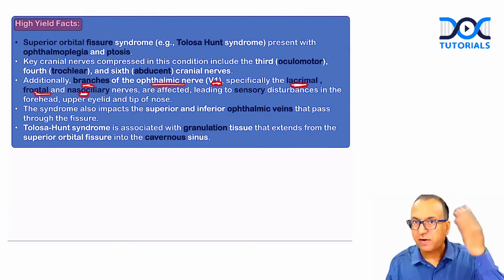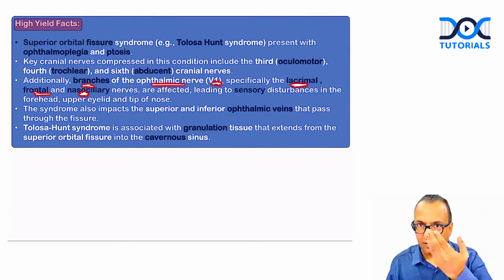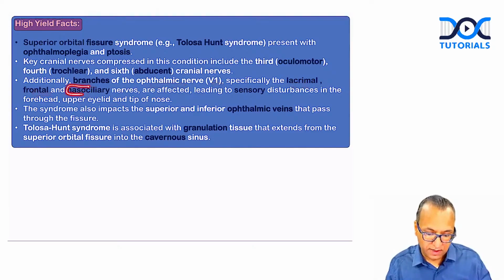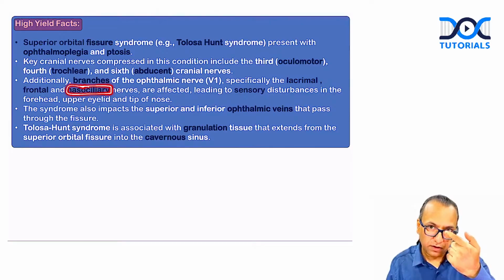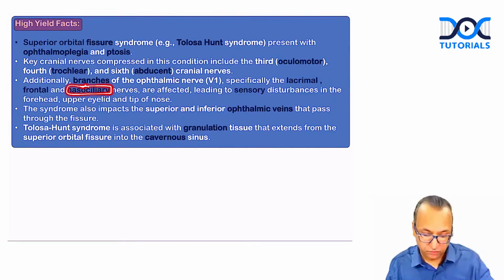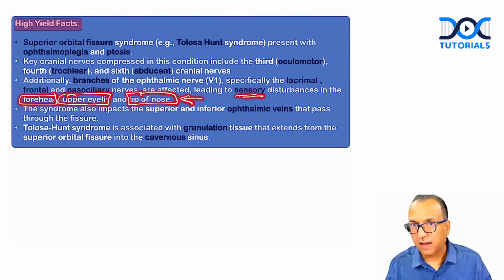L for L, lacrimal is lateral, then frontal, then nasociliary. Nasociliary is the nerve which carries the corneal reflex, also touch of the cornea. When the nasociliary nerve is activated, that is the afferent for the corneal reflex. Sensory disturbances will be there in the forehead, upper eyelid, and tip of nose, as I showed in the diagram.